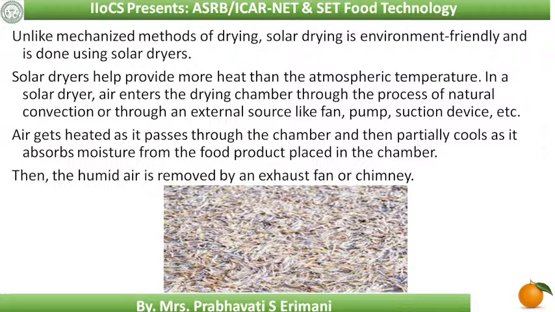The air enters the drying chamber through natural convection or through an external source like a fan, pump, suction device, etc. Here the air gets heated because of the sun, and as it passes through the chamber, it partially cools as it absorbs moisture. So the hot air goes inside and cools because of the moisture content of the food placed in the chamber. Then that humid air is removed through the exhaust or fan. This is what happens in solar drying.